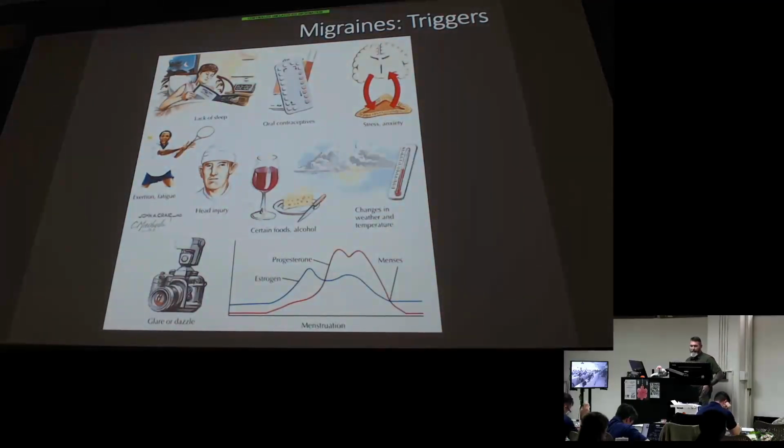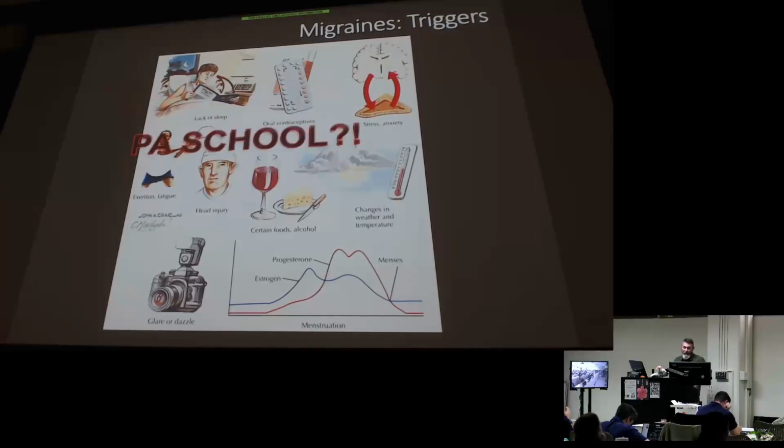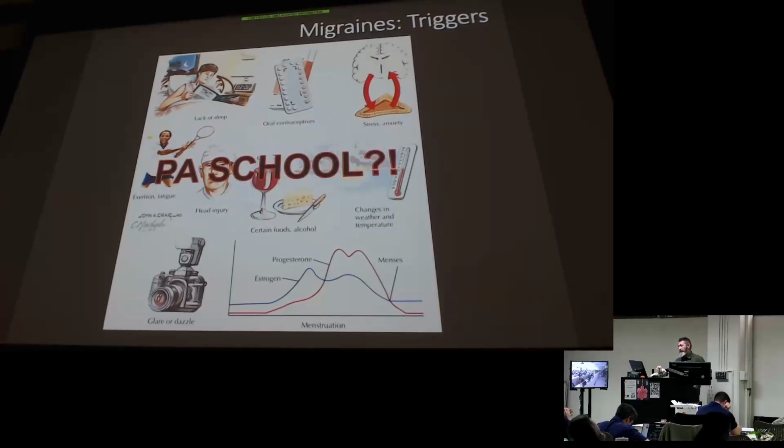Migraine triggers, lots of them, right? PA school, big one. Why? All the caffeine, lack of sleep, the stress, all those things, yes, can trigger migraines. And there's a whole list there. I mean, hormone fluctuations, females can get menstrual-related migraines. That's a classification too. But really, anything that's stressful, taxing on our system.